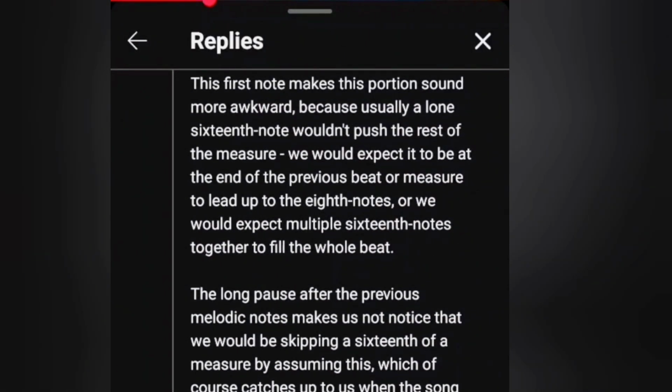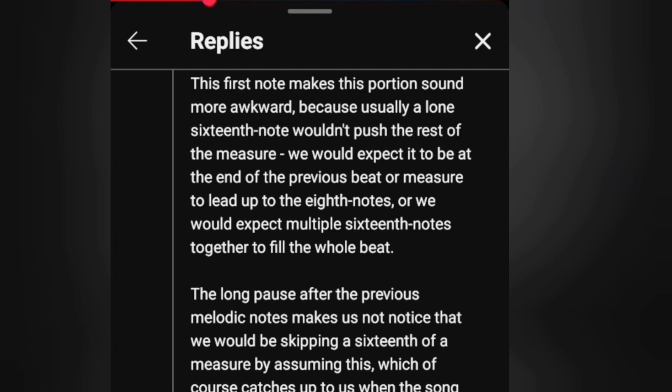The first note makes this portion sound more awkward, even more awkward, because usually a lone 16th note wouldn't push the rest of the measure, right? We would expect it to be at the end of the previous beat or measure to lead up to the 8th notes, or we would expect multiple 16th notes together to fill the whole beat.